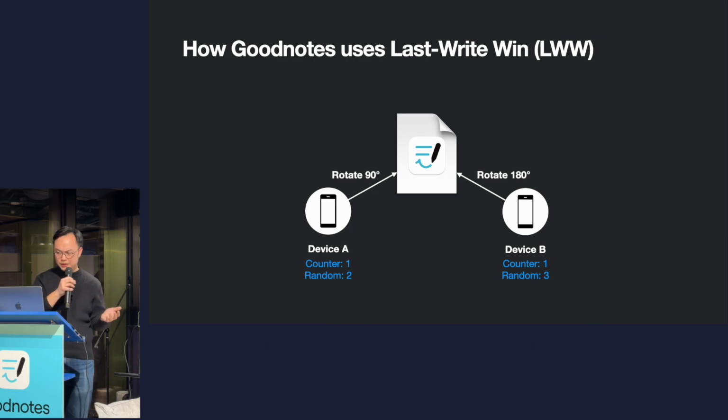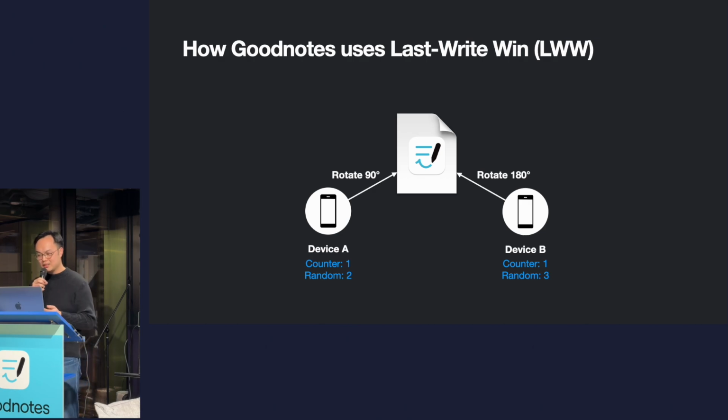But if both devices go offline and rotate the page without seeing updates from others, we have a conflict. And with LWW timestamp, we simply pick the largest timestamp. So here, in this example, we'll pick the rotation from B. Here, the counter values are the same, so we have to use the random value to break the tie. Device B's random is 3, so it wins.